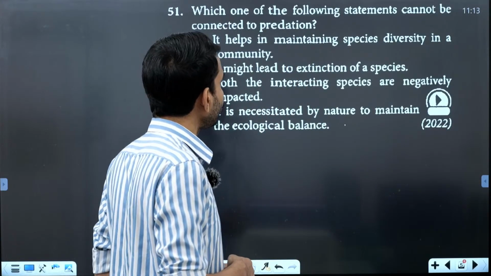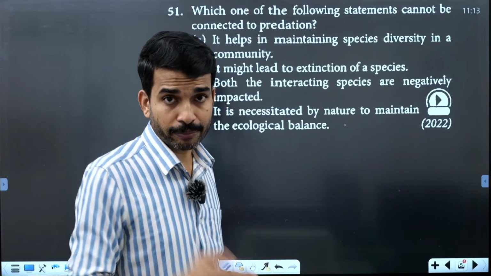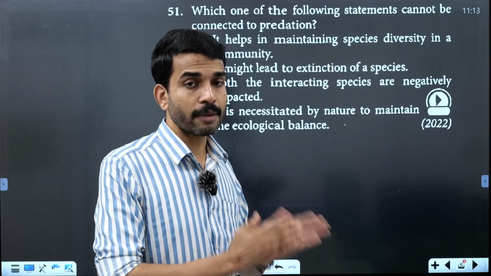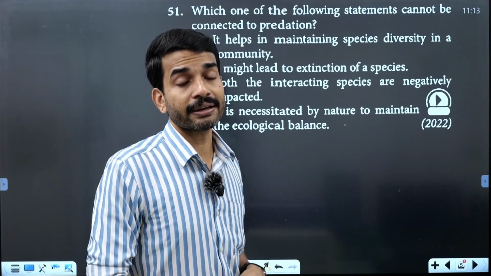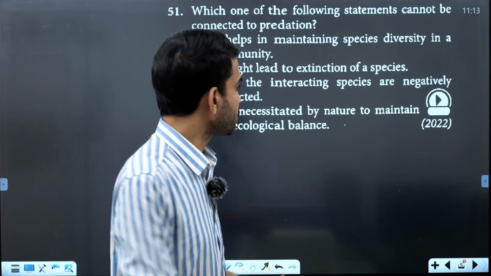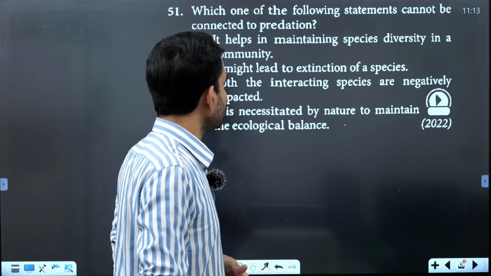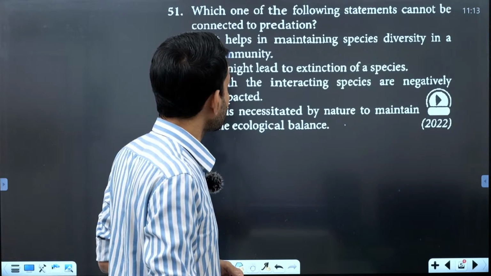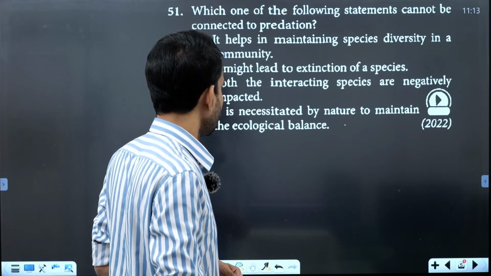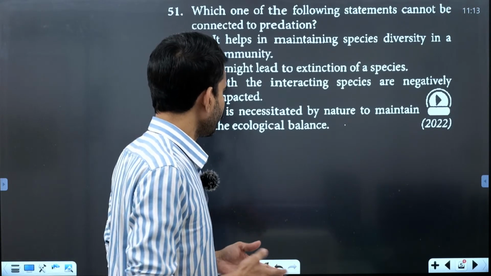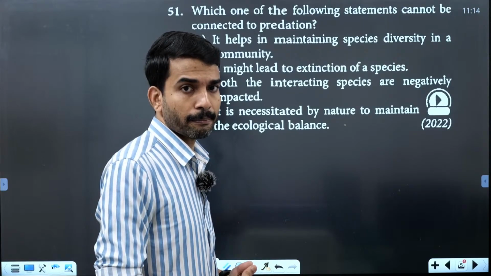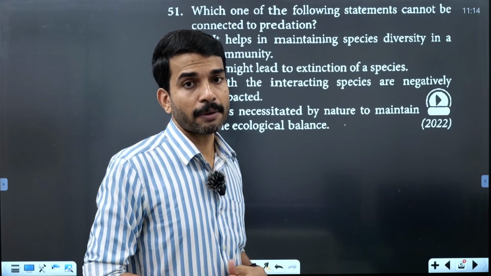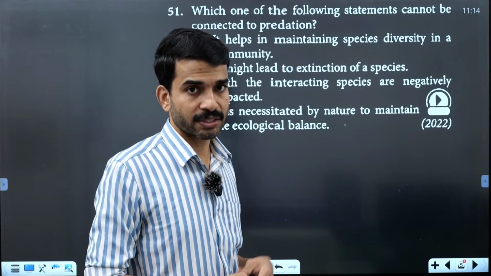It might lead to extinction of a species. Again, from the same example, we can take it as right. When we remove Pisaster, only Pisaster we remove, but along with that 10 species got extinct or disappeared. Then, both the interacting species are negatively impacted. That is not right, right? In the sense, one will be getting benefited, of course. Predation means that the predator will be getting benefited, but the prey species will be getting harmed. Such an interaction it is.